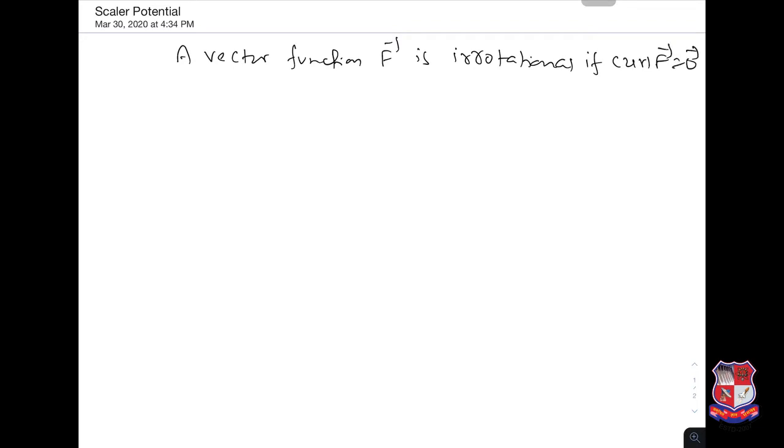First of all, we know that a vector function f is irrotational if its curl of f is a zero vector, and the vector field is also called a conservative vector field. In such a case, the vector field is called a conservative vector field.